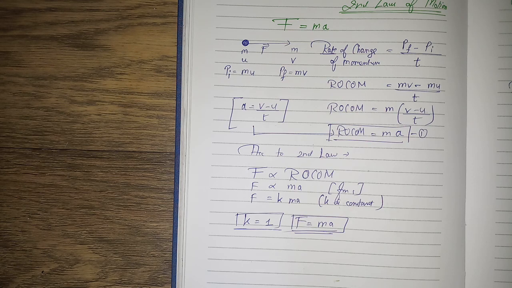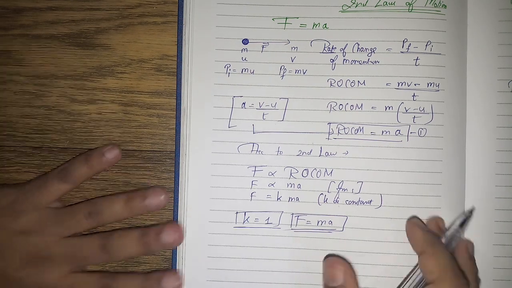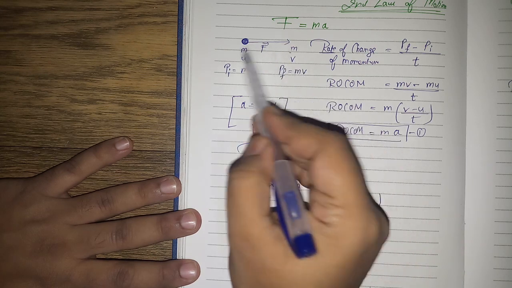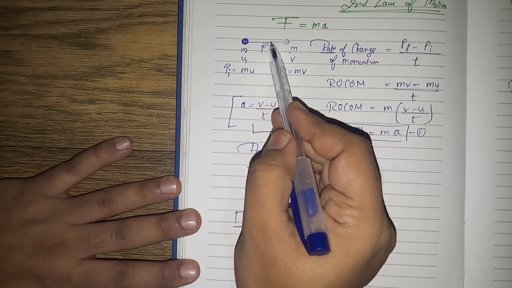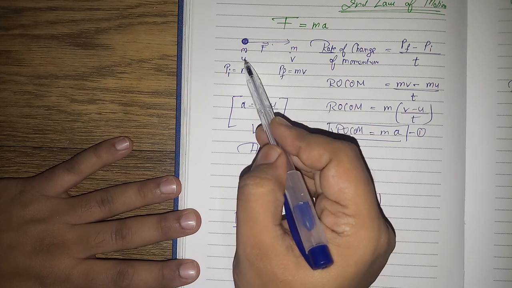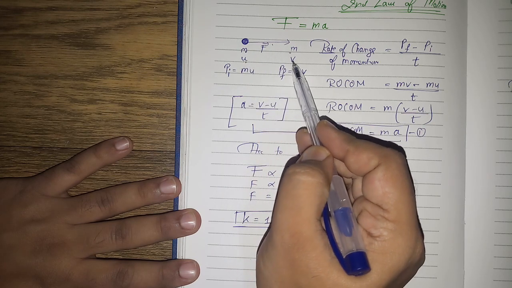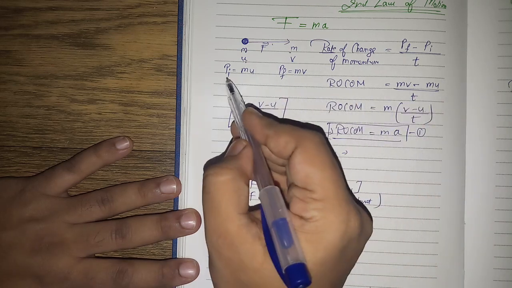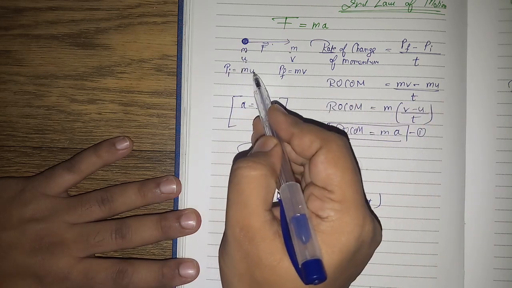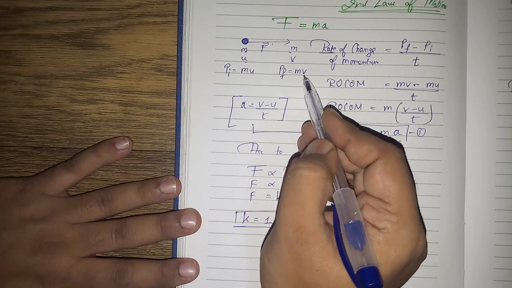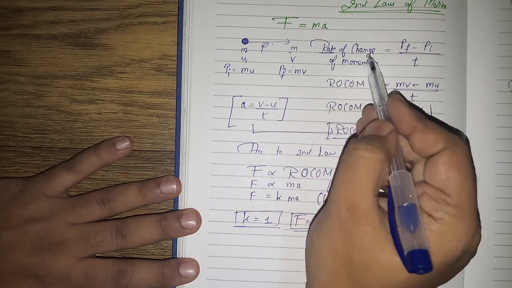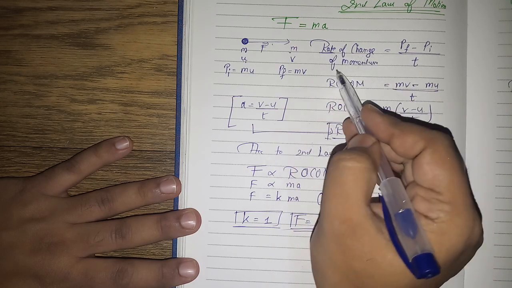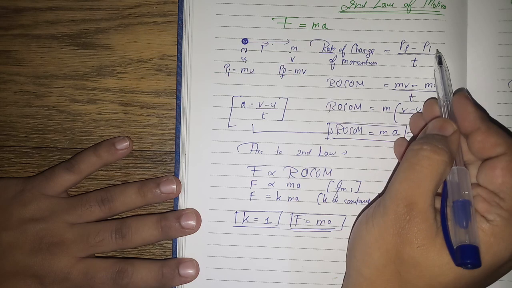It's easy, right? So how did we start? We started with an object whose mass is m, initial velocity u, and we applied a force. Because of the force, initial velocity u increased to v, or decreased to v, whatever it might be, it changes. So what was the initial momentum? Mass into initial velocity. What was the final momentum? Mass into final velocity. What do you mean by rate of change of momentum? Rate means divided by time, per unit time. Change of momentum means final momentum minus initial momentum.